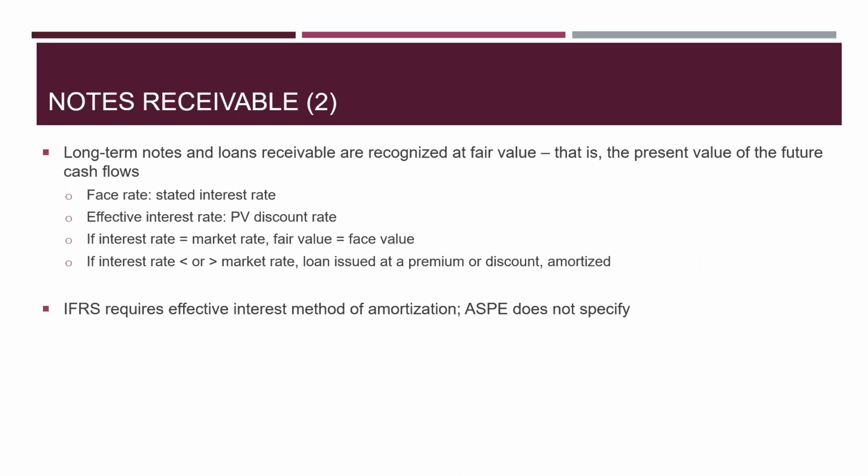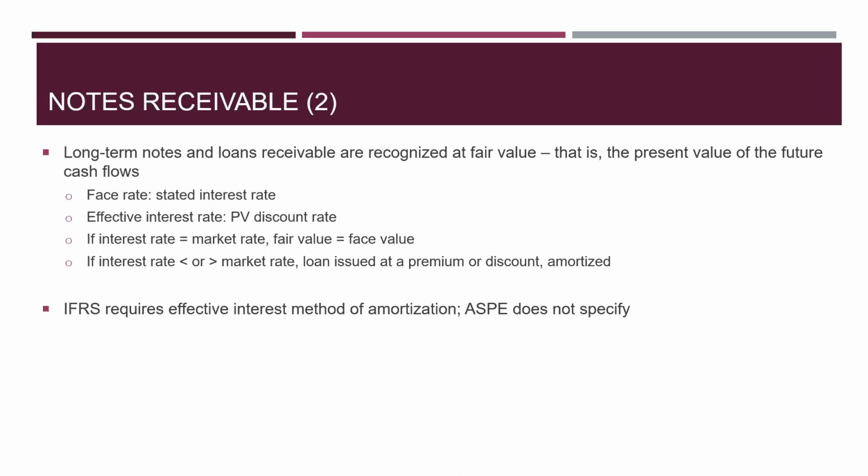Now, if both of these interest rates, the face rate and the effective interest rate, coupon rate and the market rate, are the same, then effectively the fair value of your note and the face value of your note is going to be identical as well. If there is a difference in these rates, let's say if the market expectation is higher than the coupon rate, then the note is going to be trading at a discount. Likewise, if the coupon rate is higher, but the market expectation is lower, then that note is going to be trading at a premium.